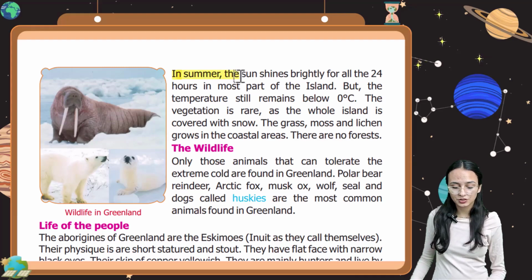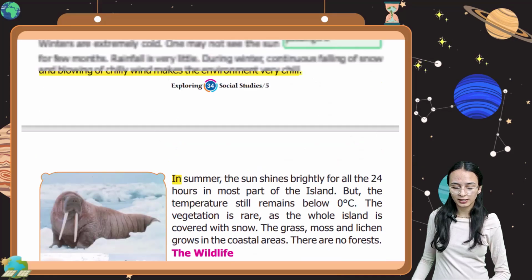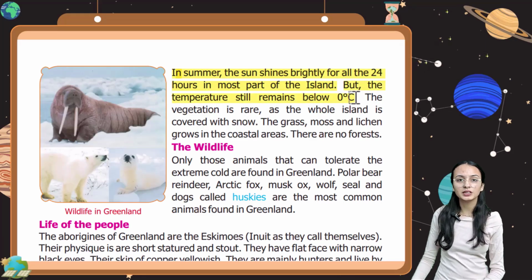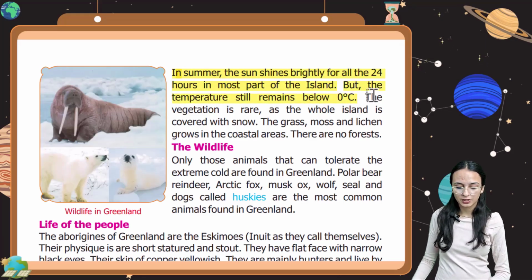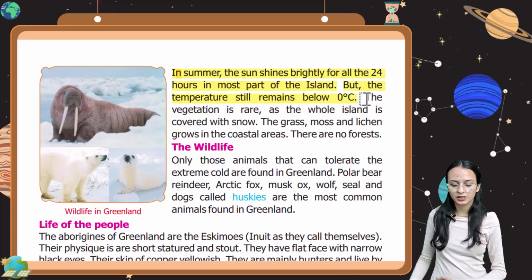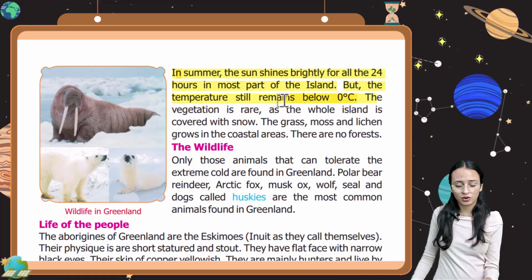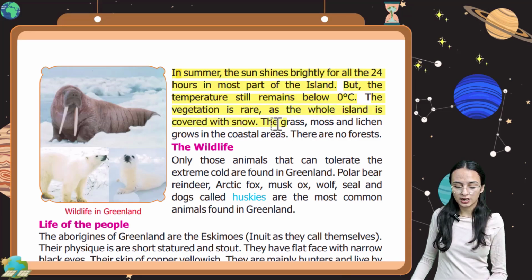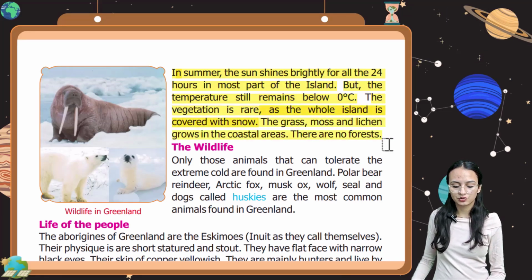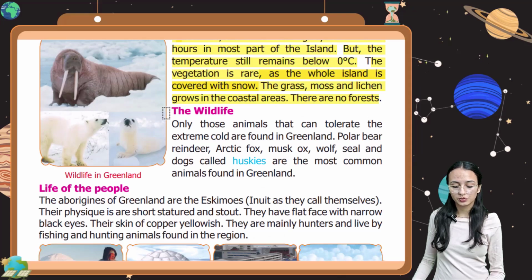In summer, the sun shines brightly for all the 24 hours in the most part of the island. But the temperature still remains below 0 degrees Celsius. The vegetation is rare. It means there are no such dense forests or trees, as the whole island is covered with snow. The grasses, moss and lichen grow in the coastal areas. There are no forests. Now we'll read about the wildlife.